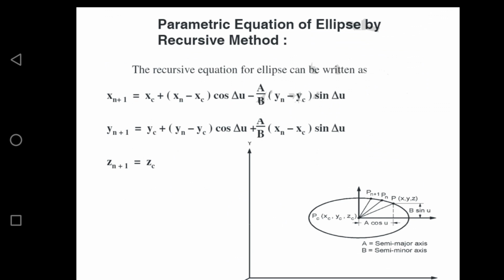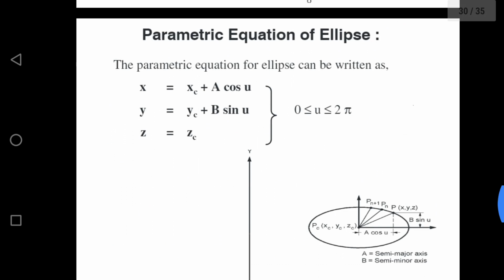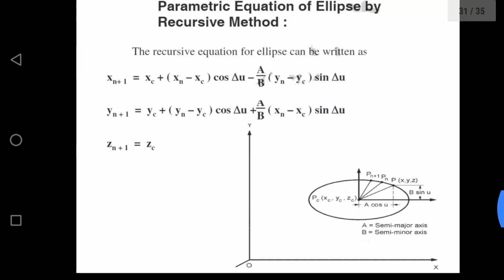Okay. So the only changes are a and b. So my xn plus 1 will be xc plus (xn minus xc) cos delta u minus (a by b) yn minus yc sine delta u. Well, this xn minus xc I found out from here, x equal to xc plus a cos u, where if I consider xn, yn and zn, my xn minus xc will be a cos u and yn minus yc will be b sine u, and z remains same.